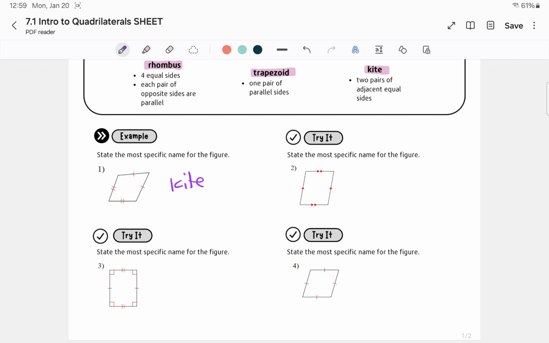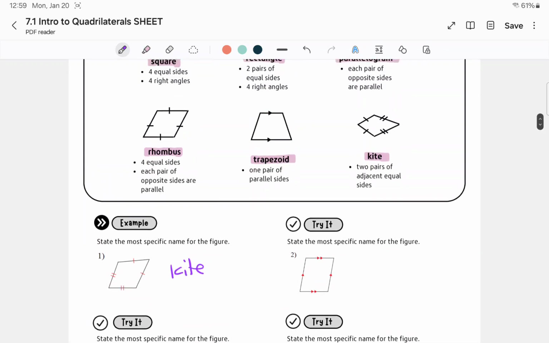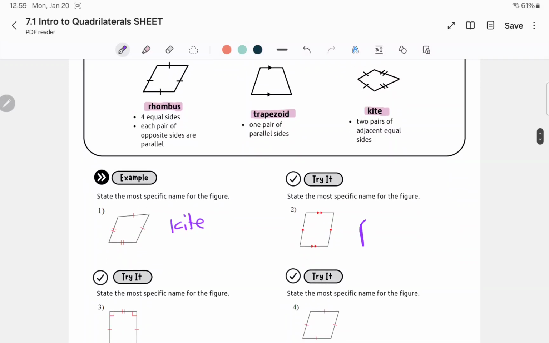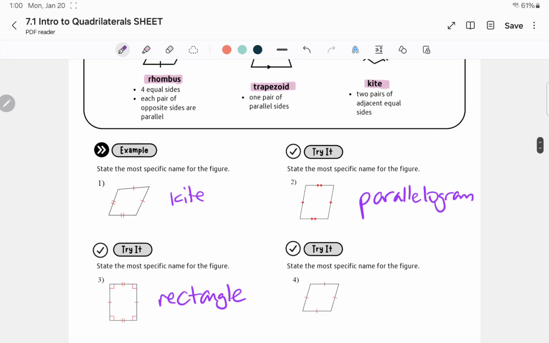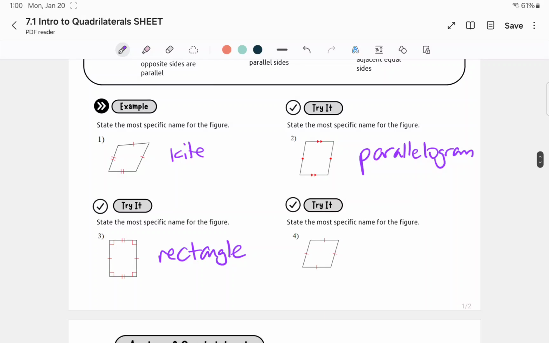All right, so number 2 looks like opposite sides that are parallel. So number 2 is a parallelogram. I just wanted to say that a little slow, because you're spelling it just like it sounds, parallelogram. And then for number 3, we have 4 right angles and then 2 pairs of congruent sides. That is a rectangle. And then for number 4, you have 4 equal sides. There's no right angles, so it is a rhombus.